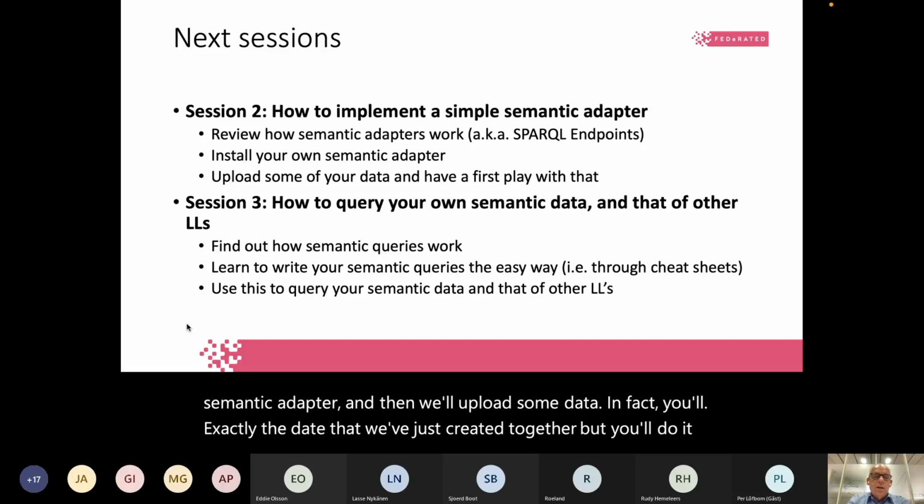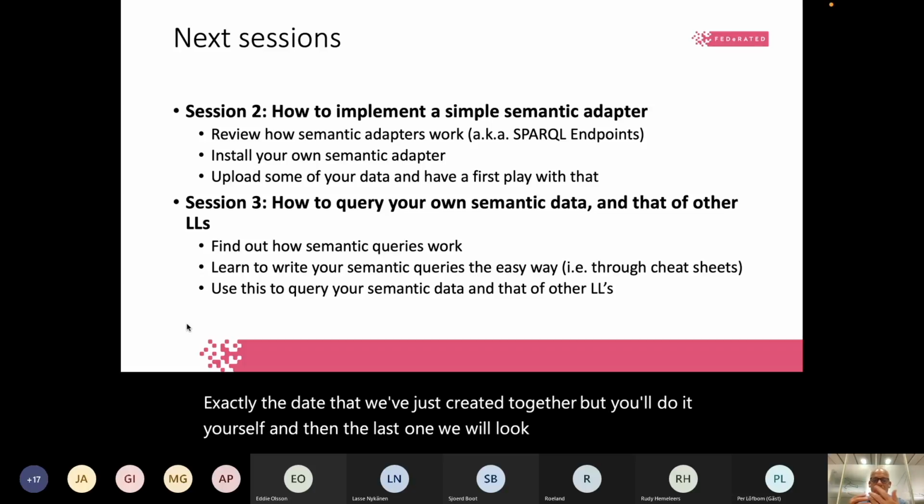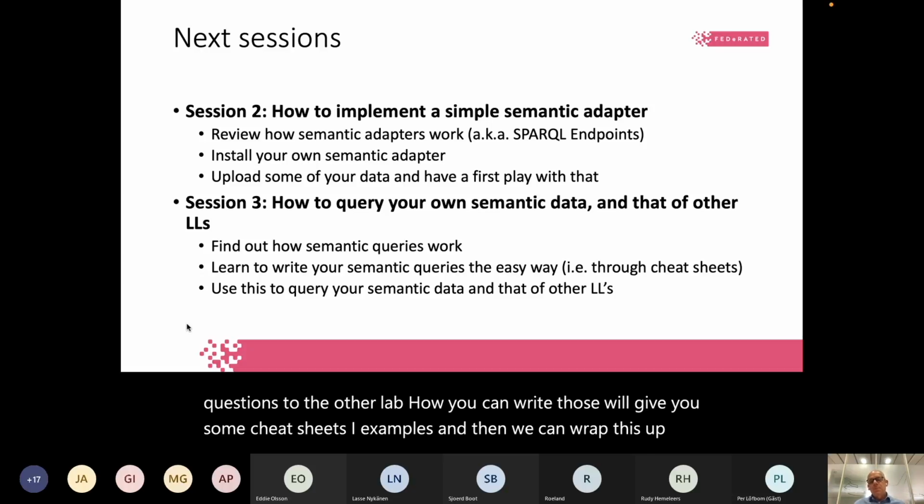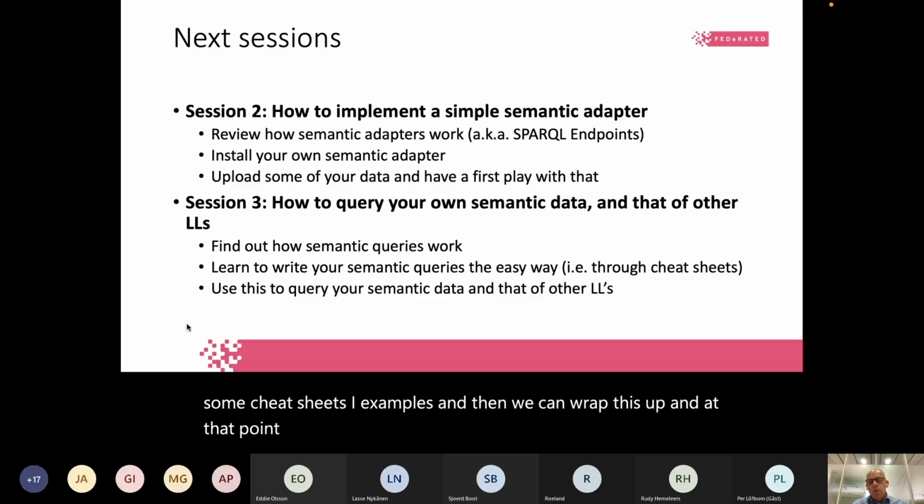And then the last one, we will look a little bit about how we then actually get the data. We call that queries, essentially asking questions to the other lab. How you can write those, we'll give you some cheat sheets, i.e. examples, and then we can wrap this up. And at that point, we'll have proper interoperability between our labs implemented at least at a semantic level. Okay. So that's the plan.